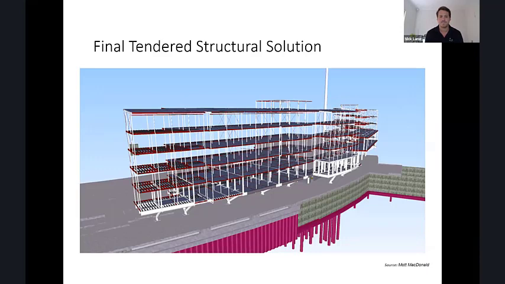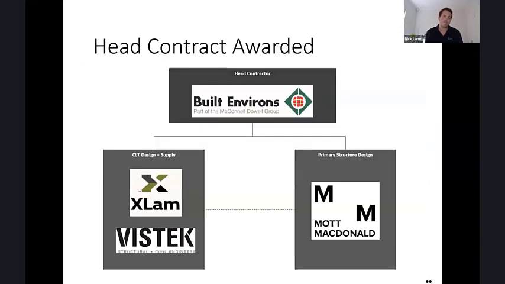Next slide, please, Adam. And at this point, Built Environments awarded the head contract, and they brought forward this solution with XLAM and Vistec to use CLT to replace the majority of the steel structure above. In terms of just a high-level comment, at this point in time, it's a considerable design change, but our team at Mott MacDonald were blown away at the ease of switching structural systems at this point in time. The CLT is really flexible in how it works and fits in around the other structural systems. So you'll see more of that in the slides to come. Yeah, next slide, please, Adam.